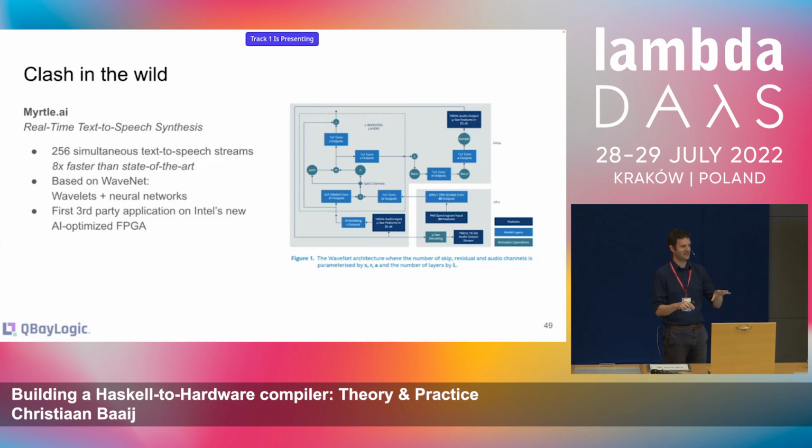So Myrtle developed the first publicly available third-party application, and it was prominently featured on Intel's website. It was written in a functional language and then translated to Clash. And as you can see, it was fast as well. It was 8 times faster than state-of-the-art, which was on a GPU.